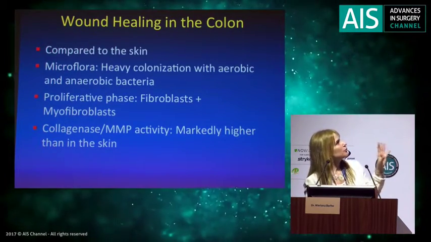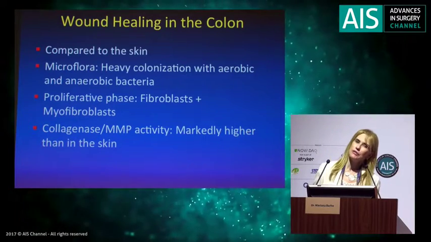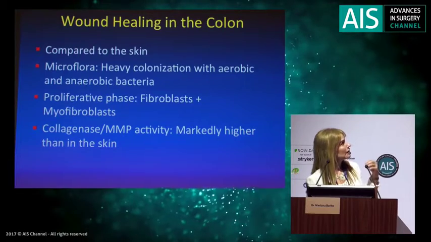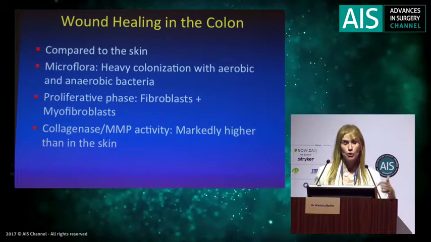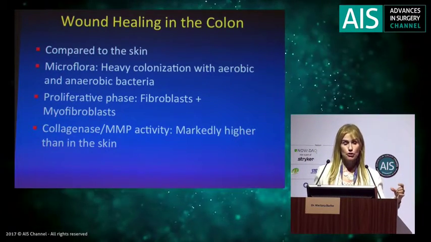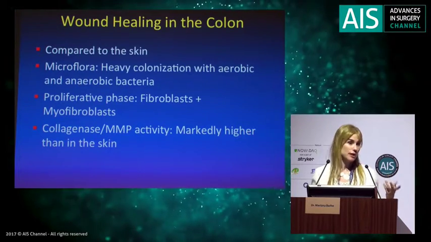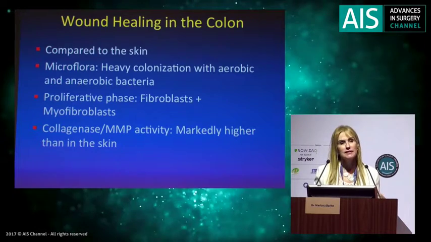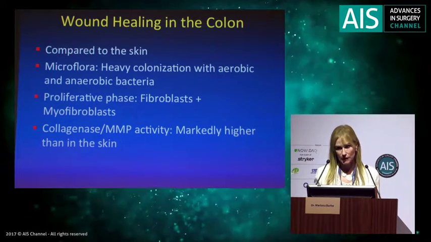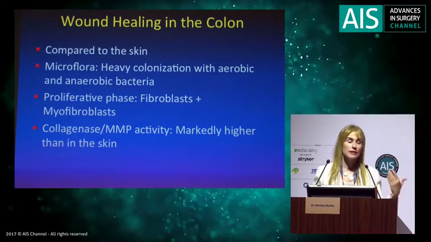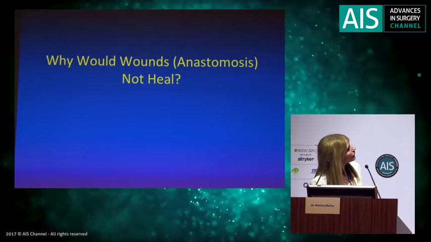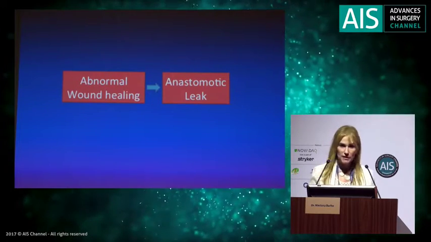Now, the wound healing in the colon is a little different than in the skin because we have many, many more bacteria. We need to reconstitute not only the fibrotic tissue, but the muscle that we have in the wall. And also, naturally, the enzymes that destroy the extracellular matrix are in more amounts in the colon than in the skin. Now, we need to remember what we said at the beginning.